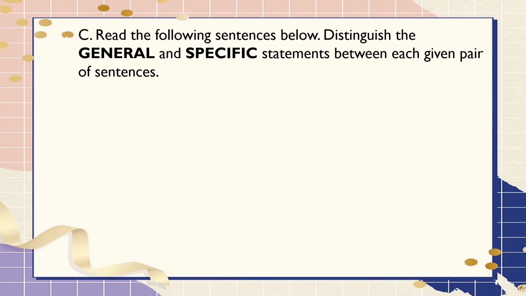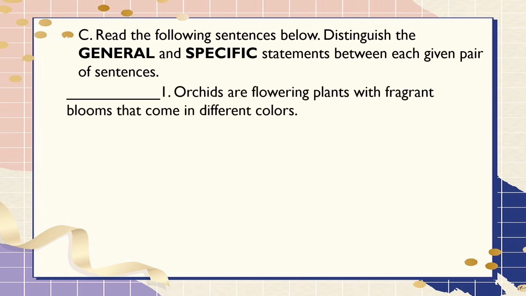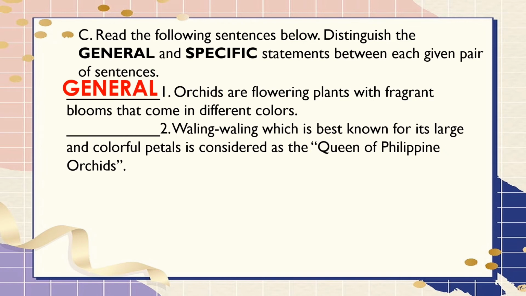So, let's answer letter C. Read the following sentences below. Distinguish the general and specific statements between each given pair of sentences. Number 1. The orchids are flowering plants with fragrant blooms that come in different colors. What is the answer? Correct, it's general. Number 2. Waling-waling, which is best known for its large and colorful petals, is considered as the queen of Philippine orchids. What's the answer? Correct, it's specific.